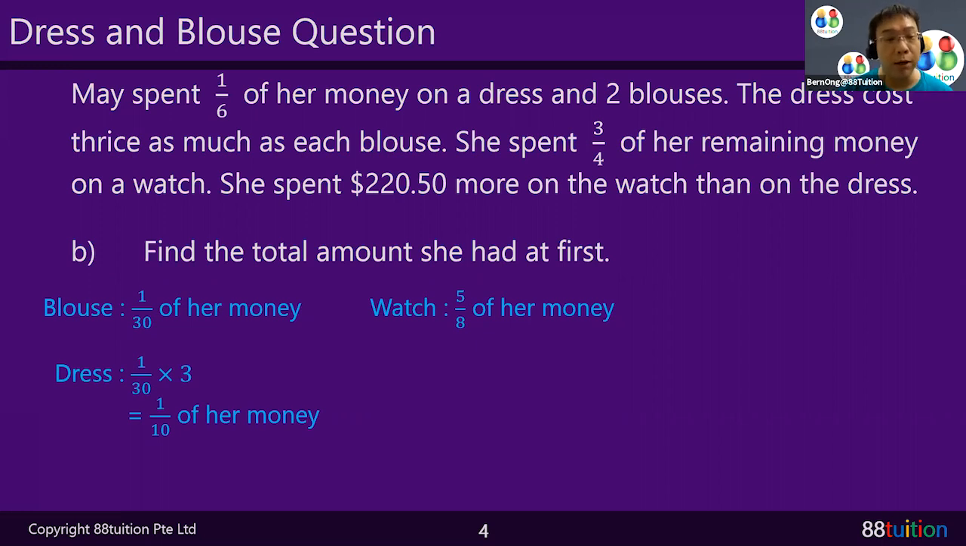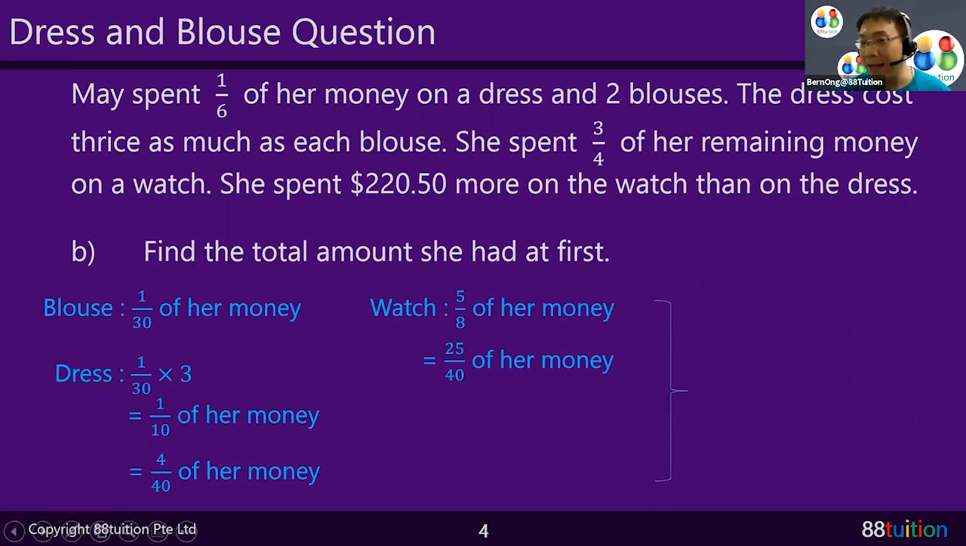So we use something called equivalent fraction to bring the denominator to the same number, which is 40. Very good. So for the dress, you times 4 for the numerator, you times 4 for the denominator, you get 4/40. For the watch, you times 5 for the numerator and you times 5 for the denominator to give you 25/40. Okay, so now the denominator is 40 already. Very fair to compare. What can you conclude?